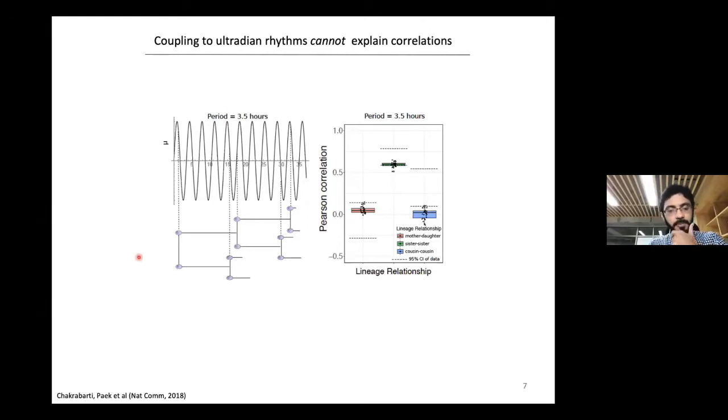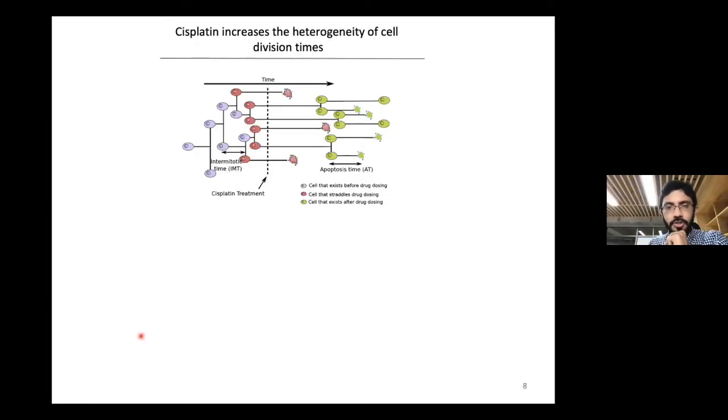So the next question we asked was, can we actually mess around with the heterogeneity in these times and see whether we can still recapitulate all these correlations from the data? To do that, we added cisplatin. Cisplatin is a chemotherapy which is known to generate more heterogeneous cell cycle times. So the experiment looks exactly like this. We have these cells dividing, and then we add the cisplatin after about 2 days, and we track the cells under the microscope for another 3 days.